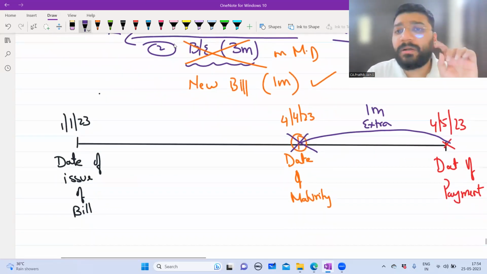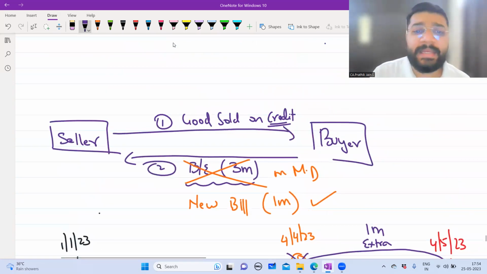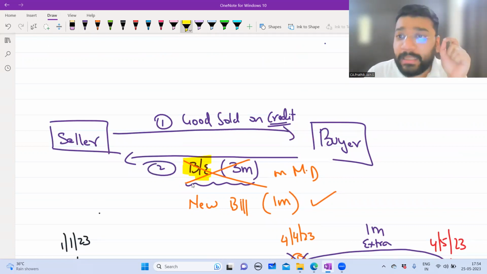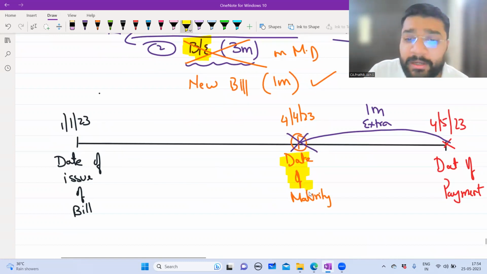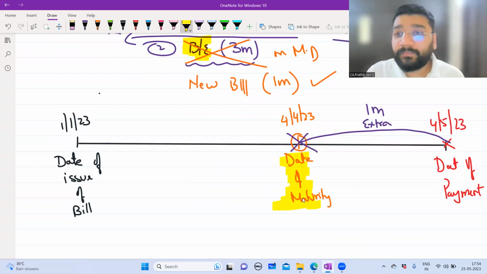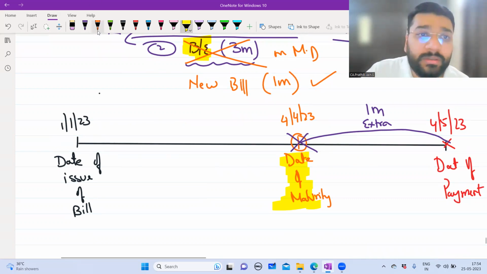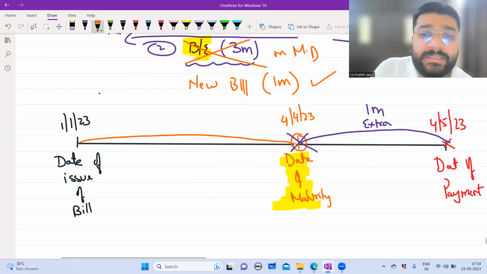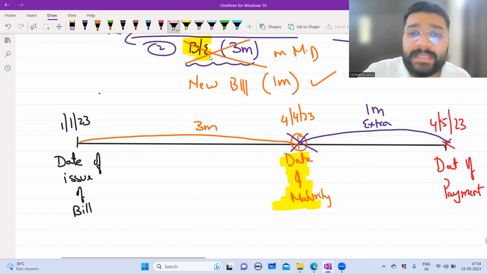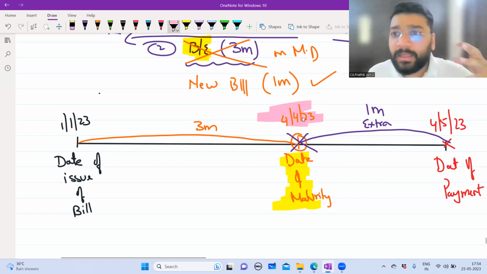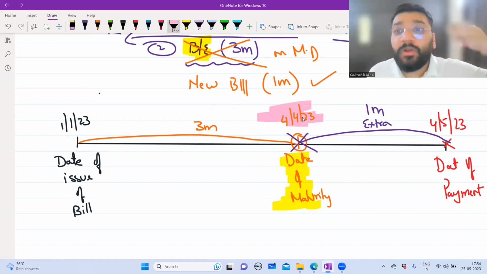See, originally when the goods were sold on credit basis, they had executed a bill of exchange. So guys, a bill of exchange is basically a contract. In the contract, very clearly it was agreed that the buyer has to make the payment on the date of maturity, which is 4th of April, for which he had been granted a credit period of 3 months. Now, guys, think from the seller's point of view: when a contract like that is executed and the seller is expecting the money on 4th of April, he would have made all the plans and arrangements for further buying of the goods.